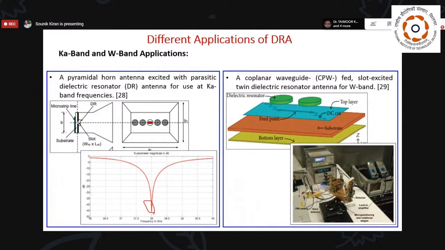And the antenna was operated at K band frequency range. This is also an antenna where they have used the CPW feeding technique for W band application. And of course, when we go for higher frequency, as the antenna size becomes smaller, the fabrication of this DRA becomes difficult. We should not blindly move into W band application design, unless we have the proper fabrication facilities. We should look into that.